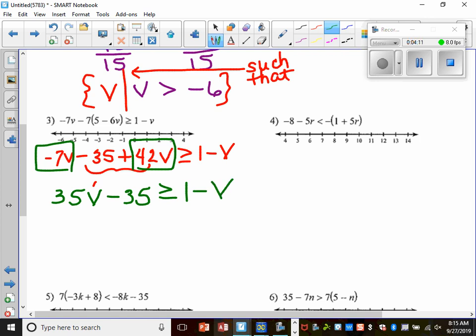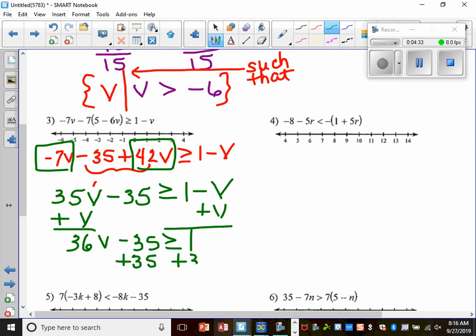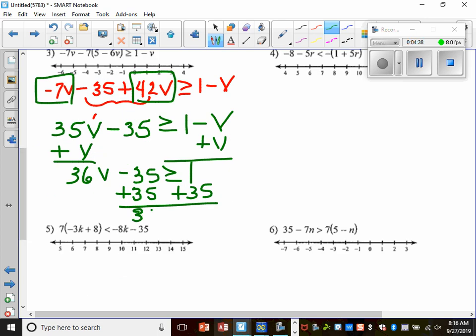All right, then depending on what you want to move, I'm going to move the minus v over because I want to have a positive coefficient. So I'm going to say plus 1v. So that'll give me a total of 36. And then I'm going to add 35. So I'll have 36v is greater than or equal to 36. And then v is greater than or equal to 1.